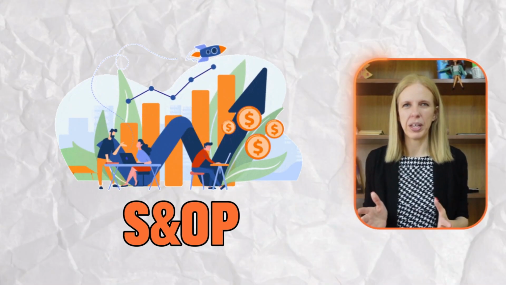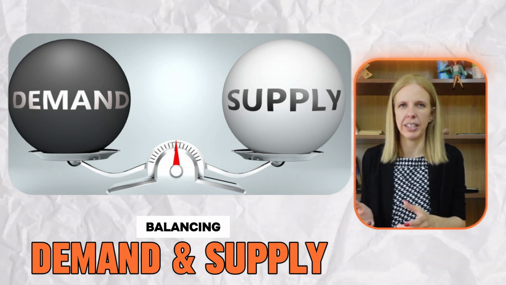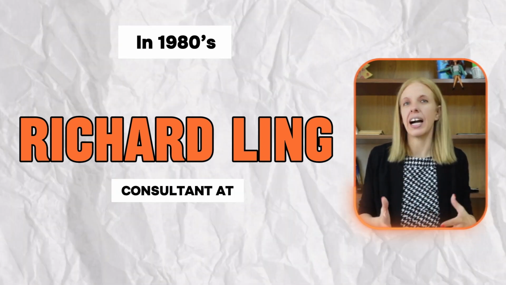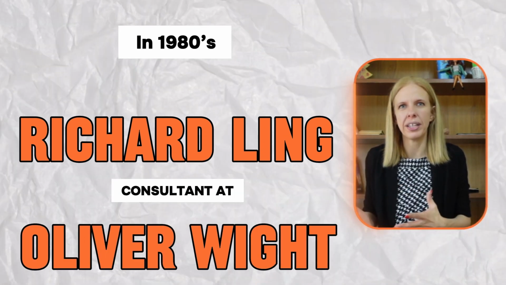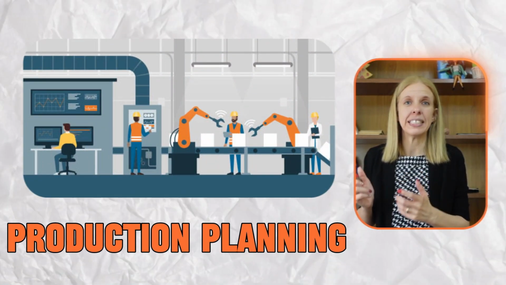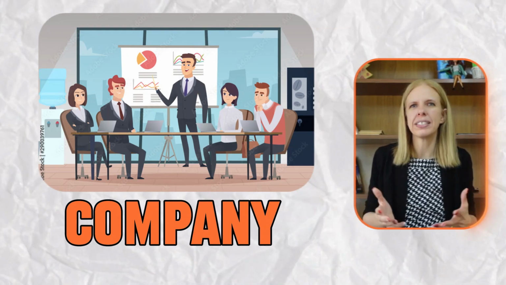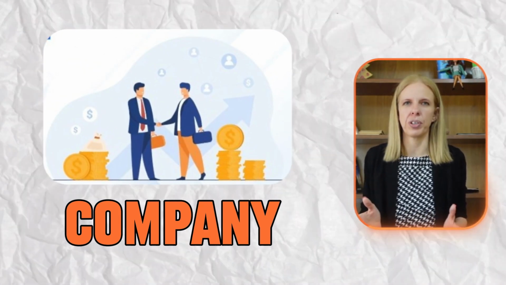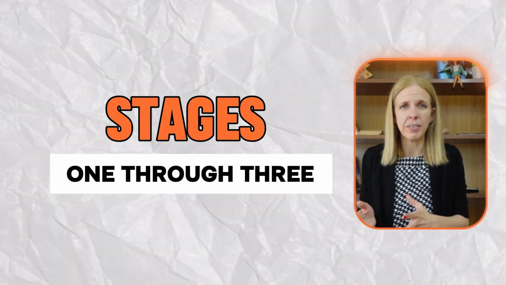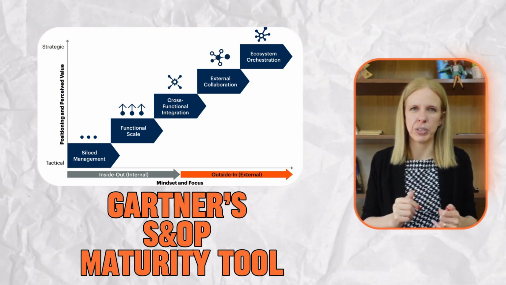First aspect, focus. The focus of S&OP is balancing demand and supply. The concept was born back in the late 1980s when Richard Lang, a consultant with Oliver White at that moment, was working on production planning challenges when companies didn't have the right inventory. The original definition was similar to stages 1 through 3 in Gartner's S&OP maturity tool.